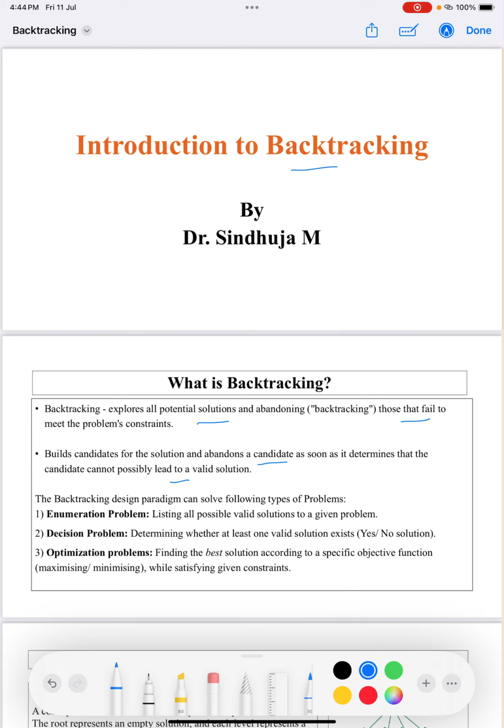The backtracking design paradigm can solve the following types of problems. The first one is enumeration problem, listing all possible valid solutions to a given problem. Decision problem is determining whether at least one valid solution exists or not. It is a kind of yes or no solution. And the third one is optimization problem, finding the best solution according to a specific objective function. Here the objective function could be a maximizing function or a minimizing function while satisfying given constraints.